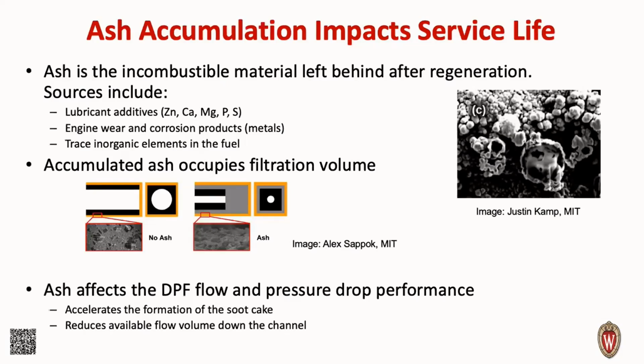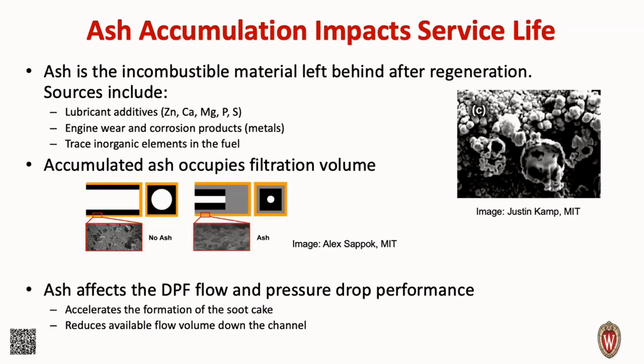Ash accumulation in the filter impacts the service life. So ash, I mentioned before, is the non-combustible material that's left behind after a regeneration, or the non-combustible material that comes in from the combustion chamber. It's things like lube additives like zinc, calcium, magnesium, phosphorus, sulfur. So it can come from detergents like ZDDP that puts a lot of phosphorus into the system and can create a lot of ash. Calcium, zinc, those are all things that appear in the lube oil. It can also be engine wear and corrosion products, so metals, or trace inorganic elements in the fuel.